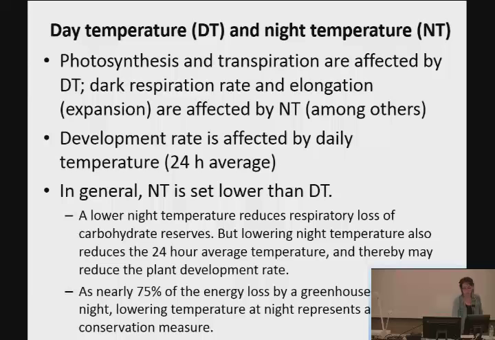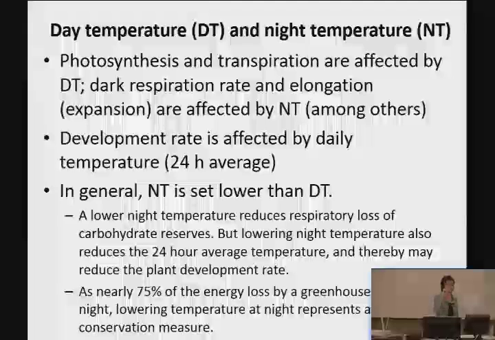All right. So day temperature affects photosynthesis and transpiration, and dark period temperature affects dark respiration rate, and also elongation. In the lecture of week 3, I started talking about stem elongation. One thing I didn't make clear that day was that stem elongation happens at night. The plants elongate the stem during the night. So that's why night temperature affects stem elongation. If you keep the plants warmer, then you probably see more stretch of the plants. So those are affected by night temperature.